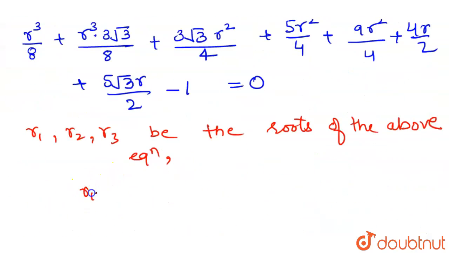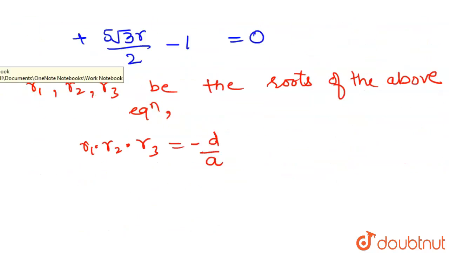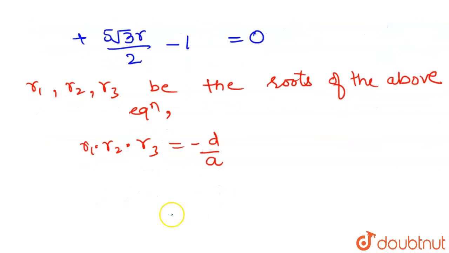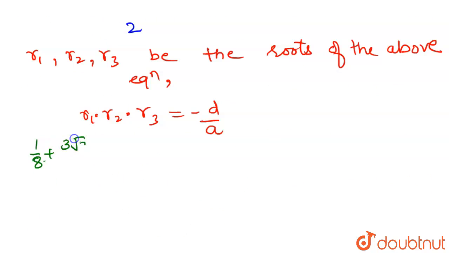We can write here r1 into r2 into r3. We know that the product of roots of a cubic equation is minus d upon a. d is the constant term, and a is the coefficient of the leading term, that is the first term. So first of all we will take common in every term. We will have here r cube common. We will have 1 upon 8 plus 3 root 3 upon 8. So 3 root 3 upon 8 r cube.